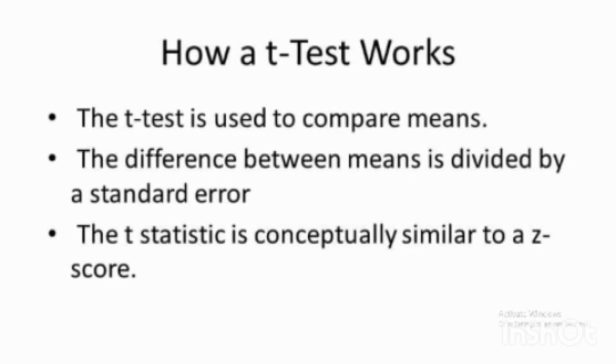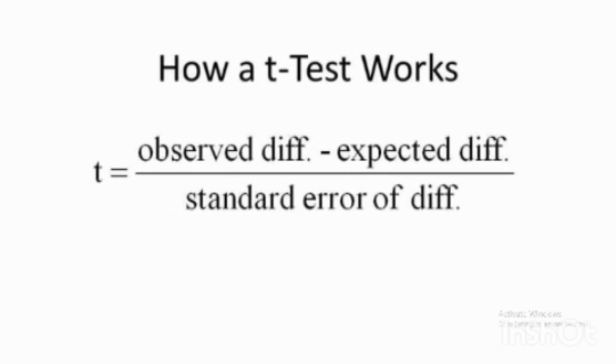How a t-test works. The t-test is used to compare means. The difference between means is divided by a standard error. The t-statistic is conceptually similar to a z-score. Here is how a t-test works, given in a formula: t is equal to the observed difference minus the expected difference, divided by the standard error of the difference.